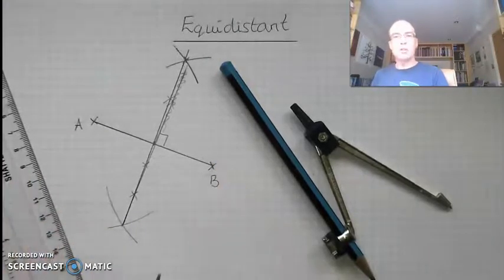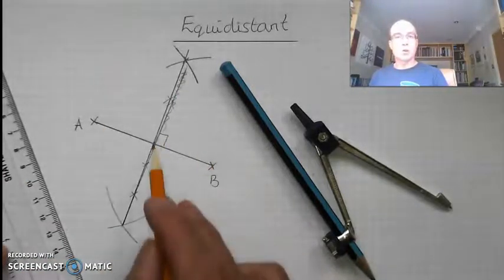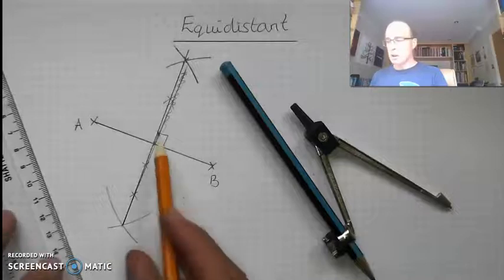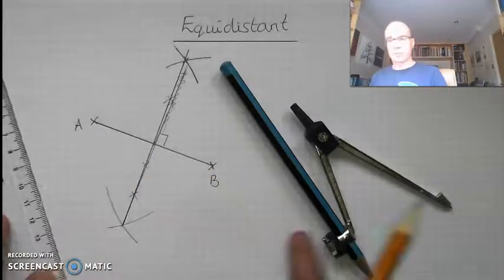So we use the fact that the points on the perpendicular bisector were equidistant to draw that perpendicular bisector in the first place. So I've got 2 points, and I want the set of equidistant points. I'm looking for the perpendicular bisector of the line that connects them.